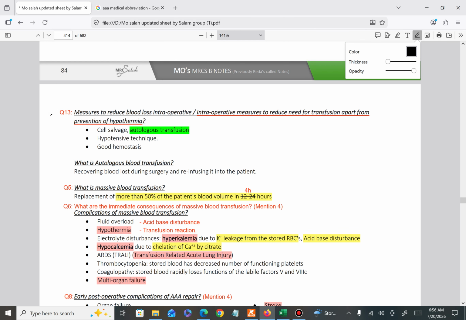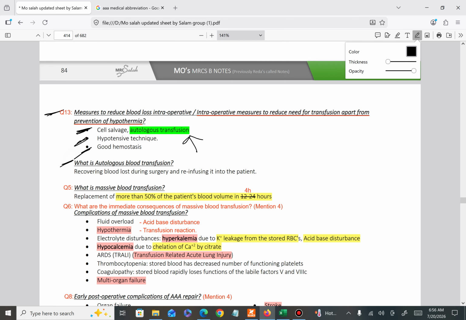Then question 13, measures to reduce blood loss intraoperatively. Okay, intraoperative measures to reduce the need for transfusion apart from prevention of hypothermia. So measures to reduce blood loss intraoperatively are first the cell salvage system, which is called autologous transfusion, then hypotensive technique, then good hemostasis.